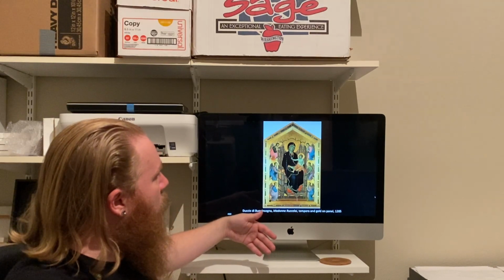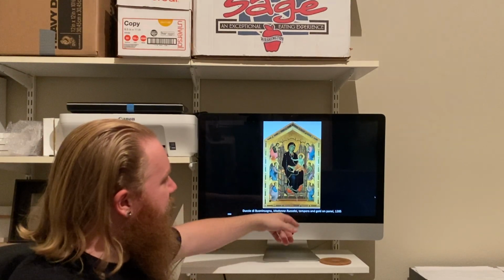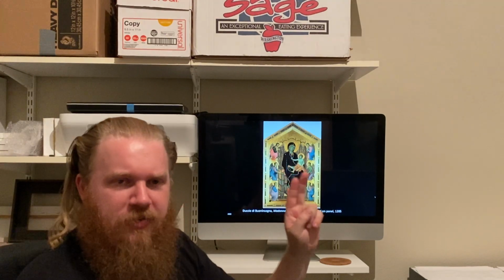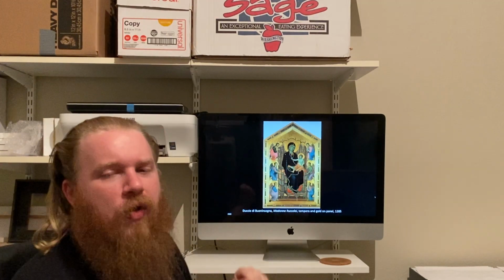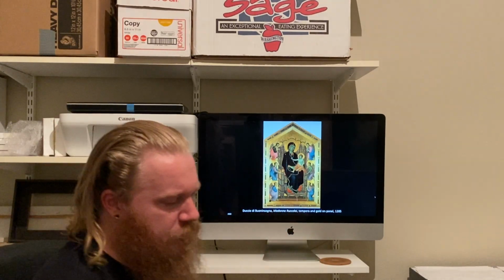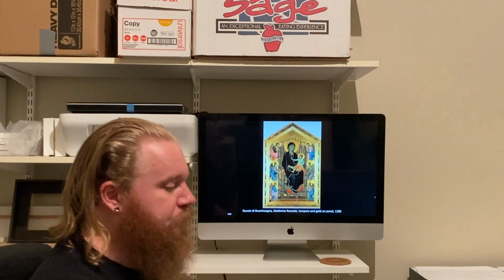But once again, we can also see the figure of the infant Christ here is also holding up that gesture of prayer and of blessing and whatnot as well. So very, very common symbolic motifs that once again are used time and time and time again.